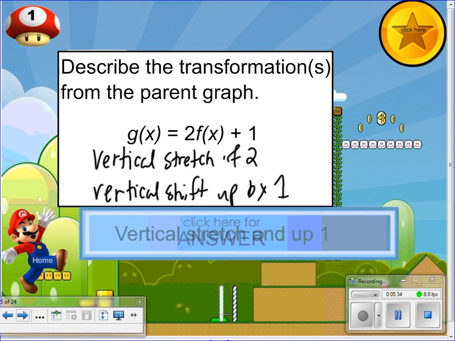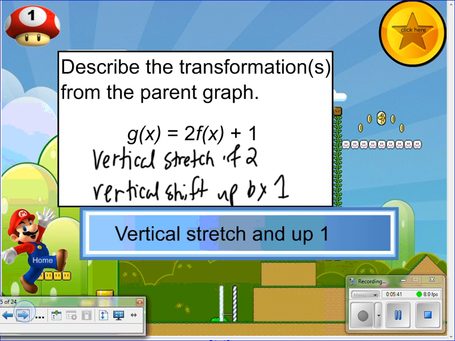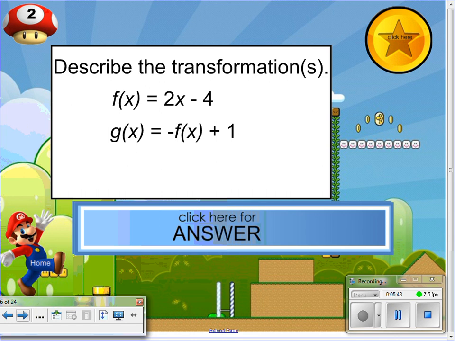So if we look at our answers, we can see that we have a vertical stretch of 2 and that we moved up 1. Looking at question number 2. Question number 2 says describe the transformation. So we're given our original function, which is f of x equals 2x minus 4. And then we're given g of x equals negative f of x plus 1.